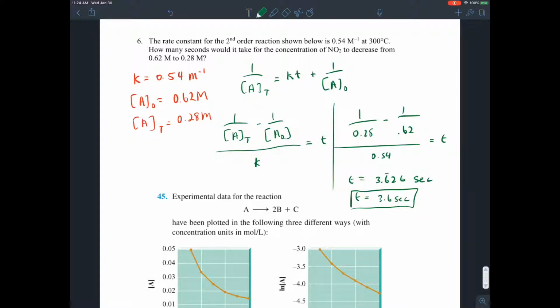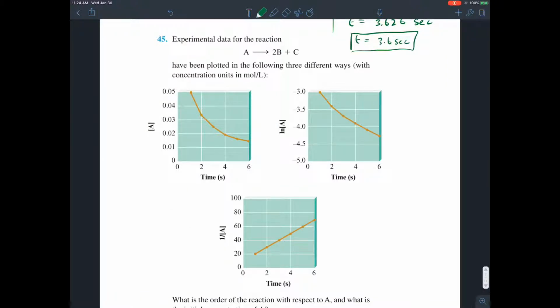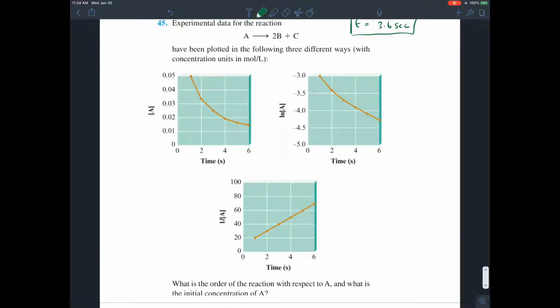So let's go to this next question, 45. You're given some experimental data of this particular reaction, and you have plotted the data points of the molarity changing with respect to time. And you have 3 plots. What is the order of the reaction with respect to A? And what is the initial concentration of A? Well, let's take a look.